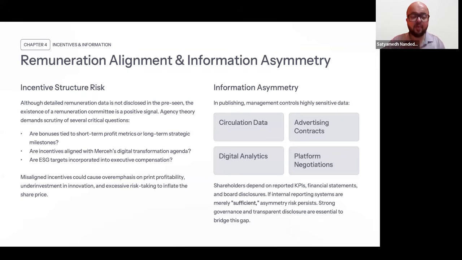Misaligned incentives could cause over emphasis on print profitability. और क्या हो सकता है कि if you pay a high cash component and no performance based incentive, then directors see उनको क्या लग रहा है.